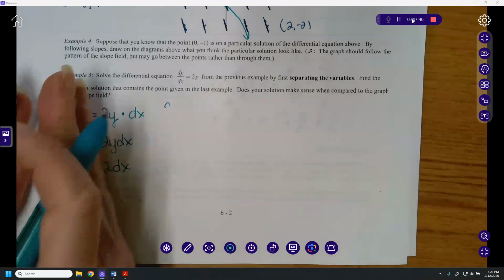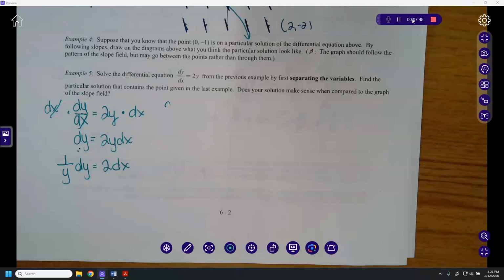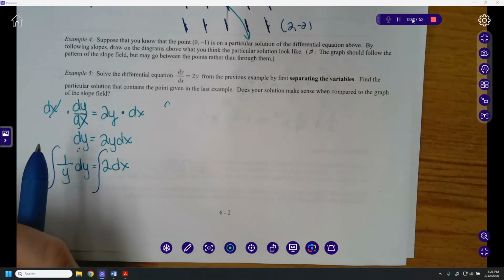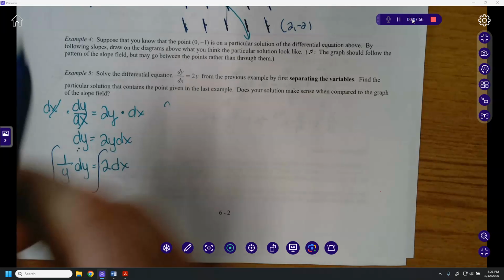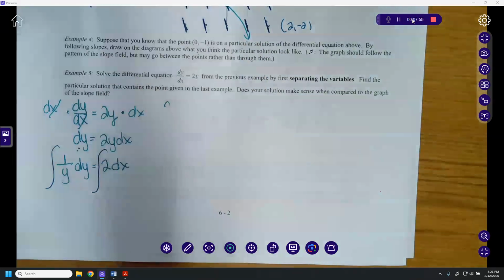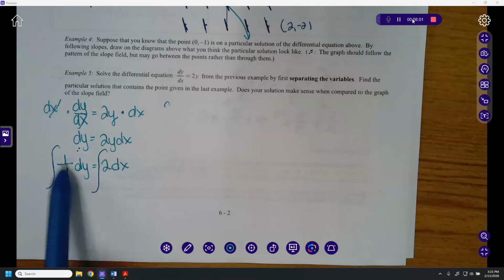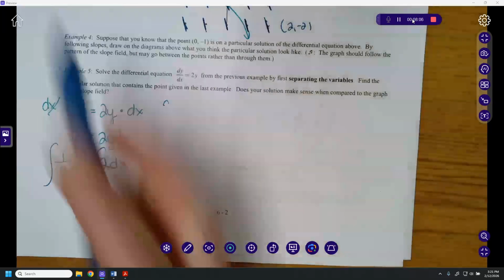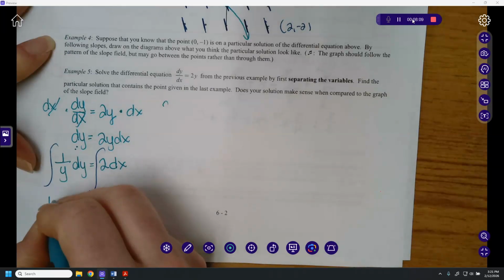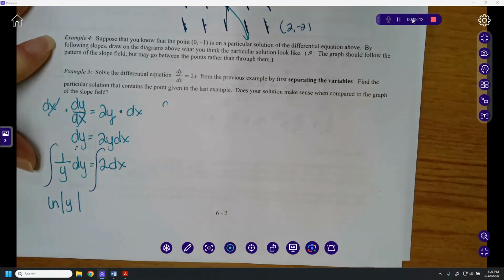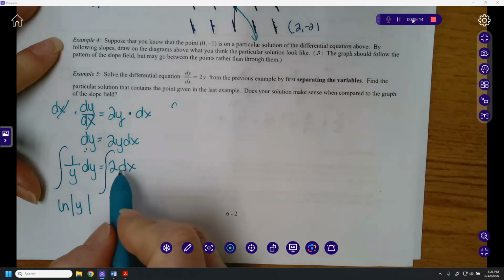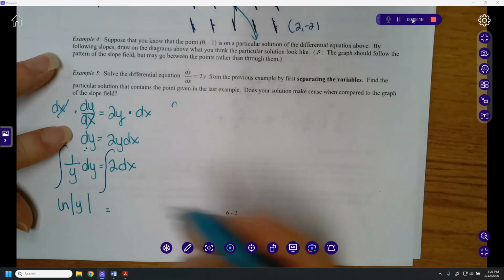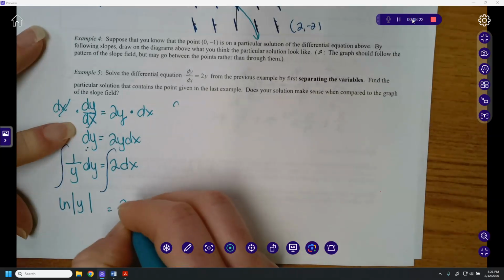Once you get a y thing with a dy and an x thing with a dx, we're then going to take the antiderivative of both sides. So I'm going to add that into the mix. Then, using some of my rules from yesterday, 1 over y is natural log. So the antiderivative of 1 over y is natural log. Now, y has to be positive, so I'm going to say the absolute value of y. And what's the antiderivative of 2? It's just 2x. And then there's some constant.